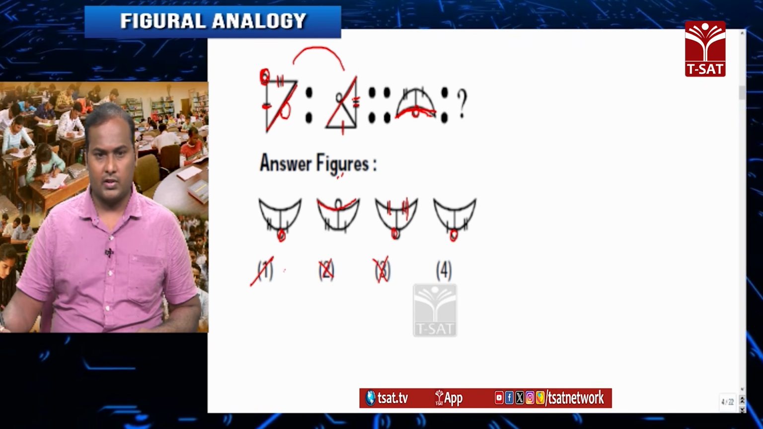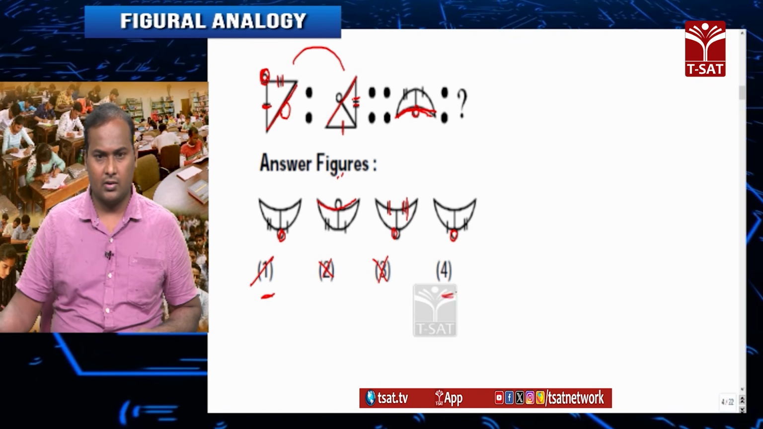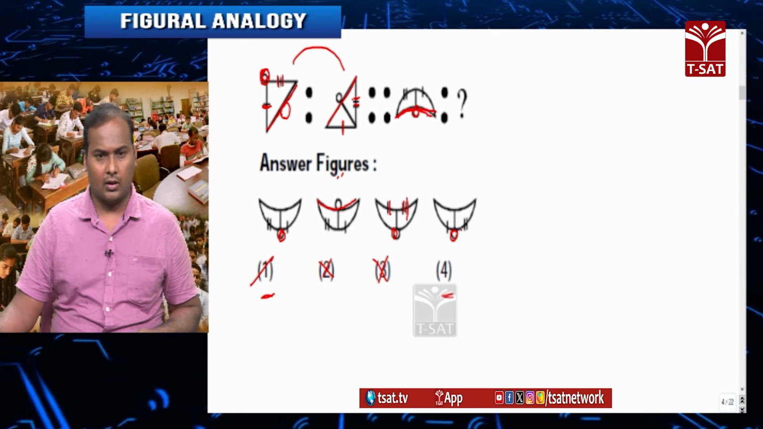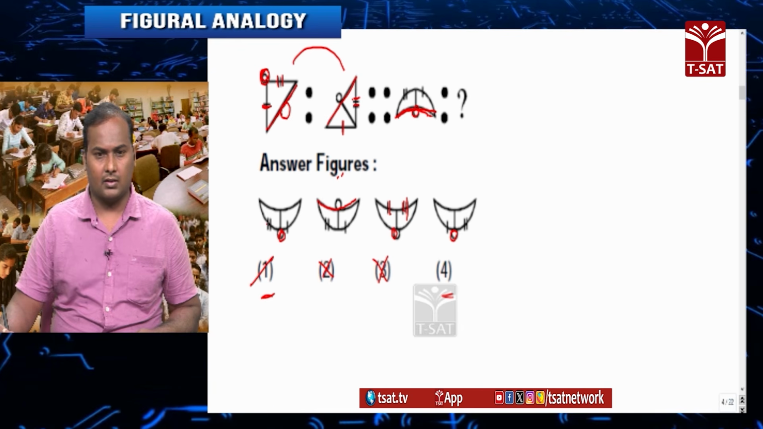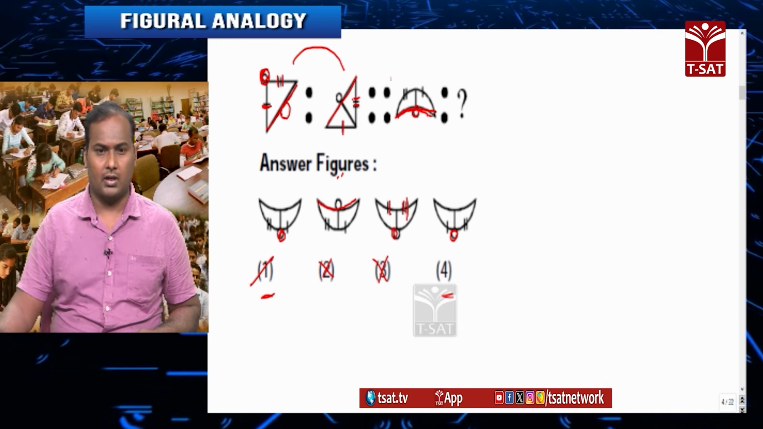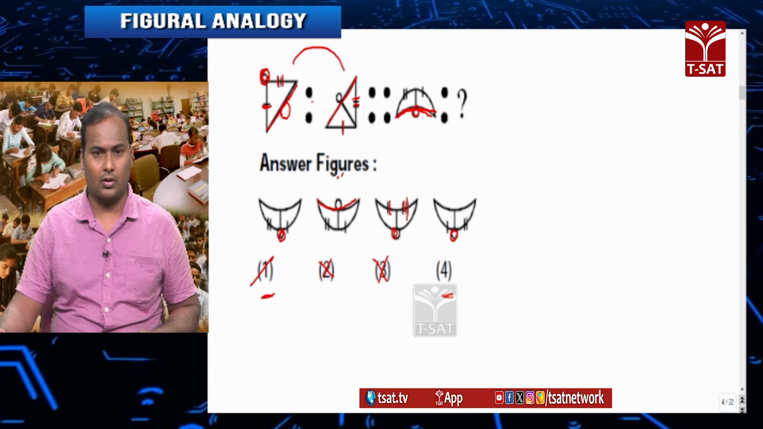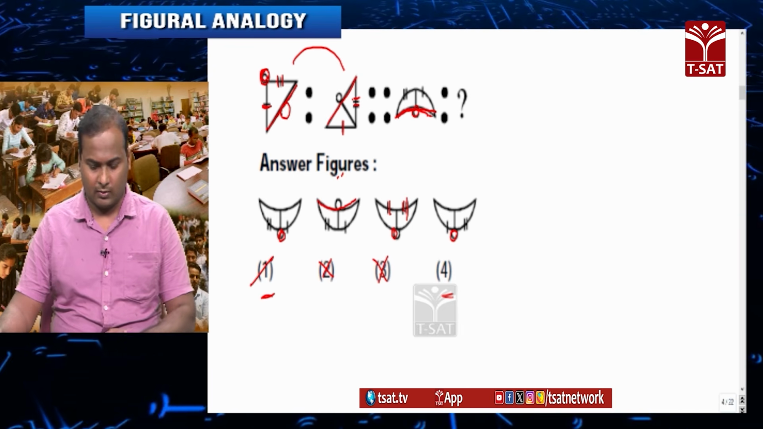And now the competition is between option 1 and option 4 only. If you see both option 1 and option 4, the difference is the position of the lines. But the change in the position of the lines is the same here as well. They are not interchanging. So your answer will become 1.